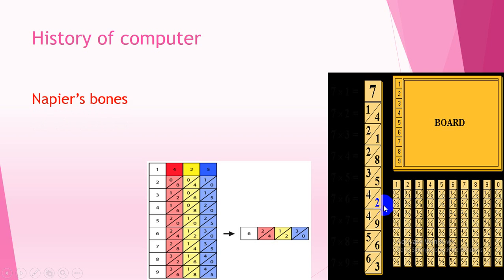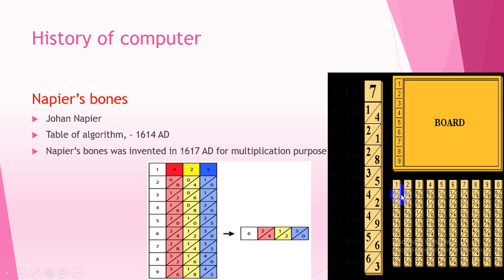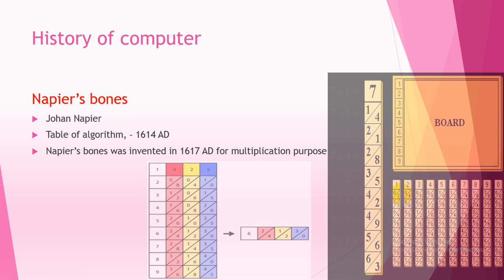After abacus, Napier's bones was born in 1614 AD. John Napier was the man who developed Napier's bones. It is the first table of logarithm that was helpful in simplifying the multiplication of large numbers.